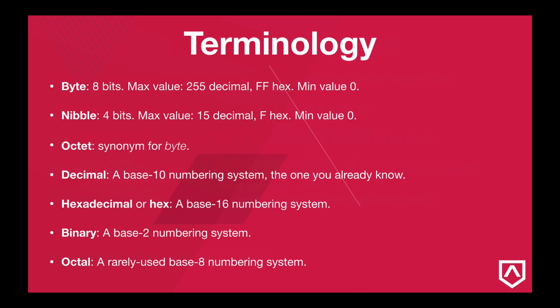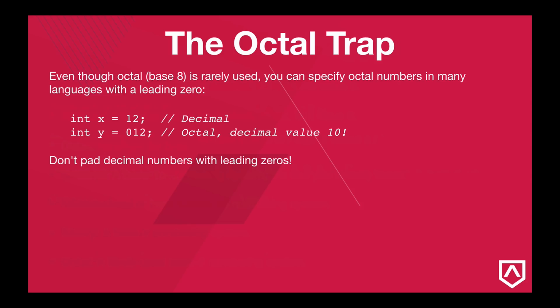Interestingly, nibble is a rarely used term. It means half a byte or 4 bits, but we'll use it a little bit for conversion. If you're doing networking, octet is often used instead of byte, means the same thing. So I said I was going to talk about octal, and this is it. Don't use it.